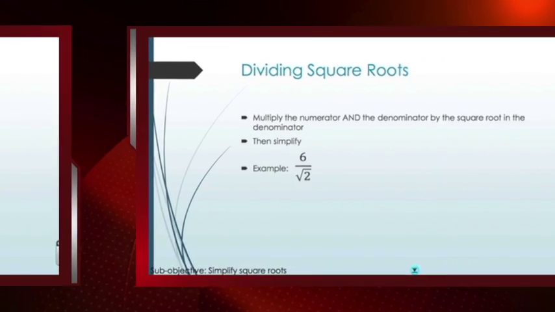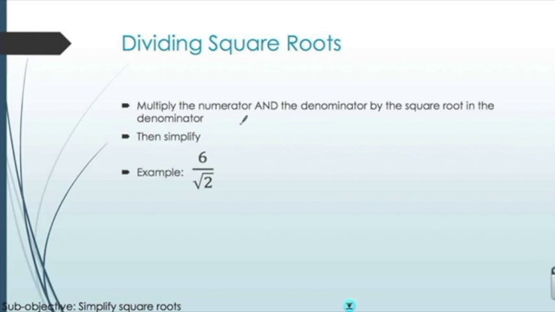Now let's review dividing square roots. You can multiply the numerator and the denominator by the square root in the denominator, then simplify. So dividing square roots basically has the same concept as multiplying. The coefficients, or the numbers outside, cannot intermingle with the radicands, or the numbers inside. But there is one more rule, and that is we cannot leave this radical in the denominator.